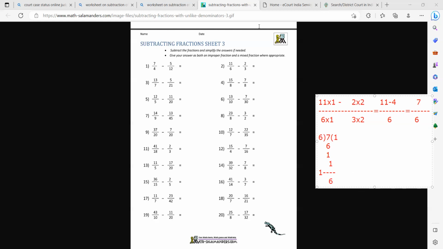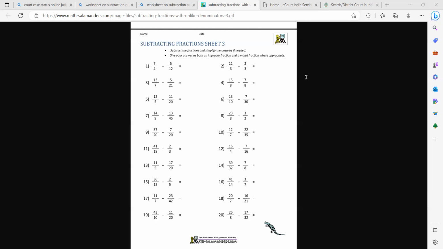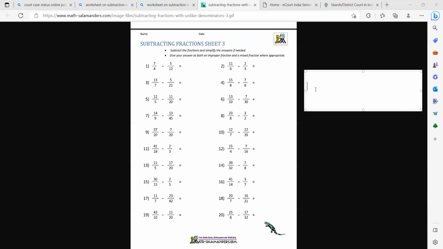Then solve number 3, pause my video, solve number 3 and then check it with mine. So what will be the answer of number 3? What is the LCM? The LCM will obviously be 21. So 7 into 3. We have 7 into 3 and 13 into 3.